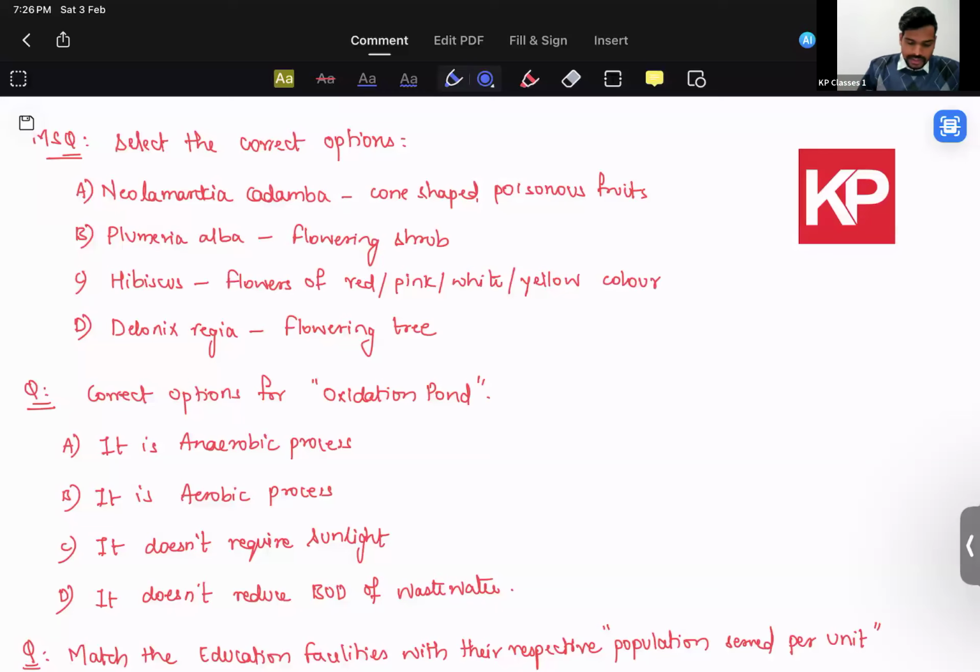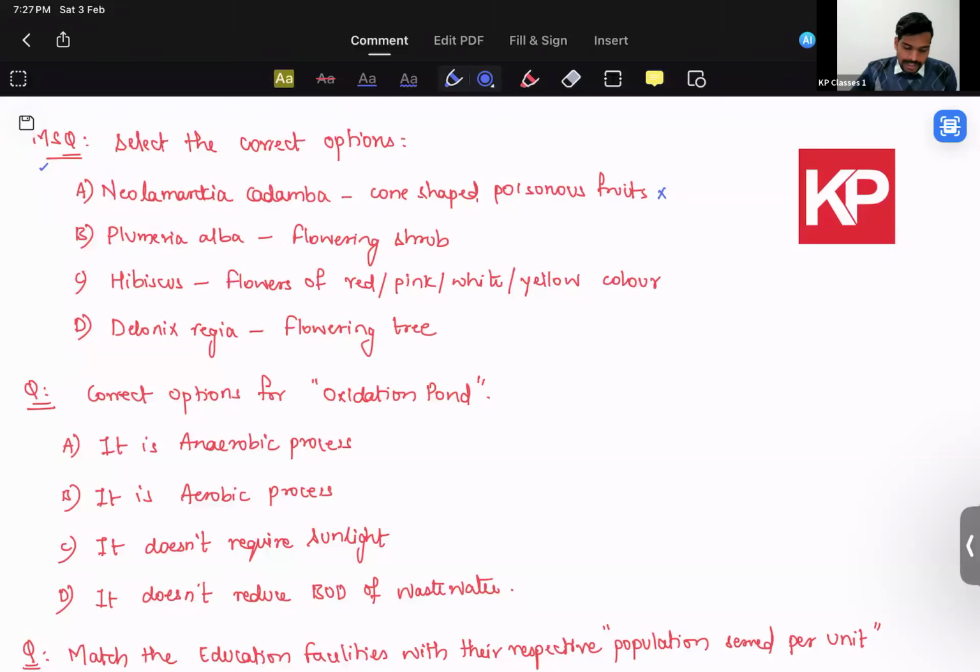Starting with this first one, they have given four options. It's based on landscape architecture. It's a multiple select question. The four options are given and they're asking us to select the correct options. Four different botanical names of plants are given. The first one is the Kadamba plant. They are talking about cone-shaped poisonous fruits, which is not correct because the Kadamba plant actually does not have poisonous fruits and also does not have cone-shaped fruit for sure.